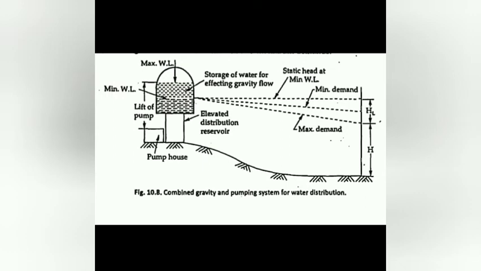Last method we are checking out is combined gravity and the pumping system. In this case we can see this is the pump house. After bringing the water, it is pumped and stored in the elevated distribution reservoir. This is the maximum level, and then it is supplied under gravity to the public. So in this system, the treated water is first pumped at a constant rate and stored in the distribution reservoir from where it is distributed to the consumers.